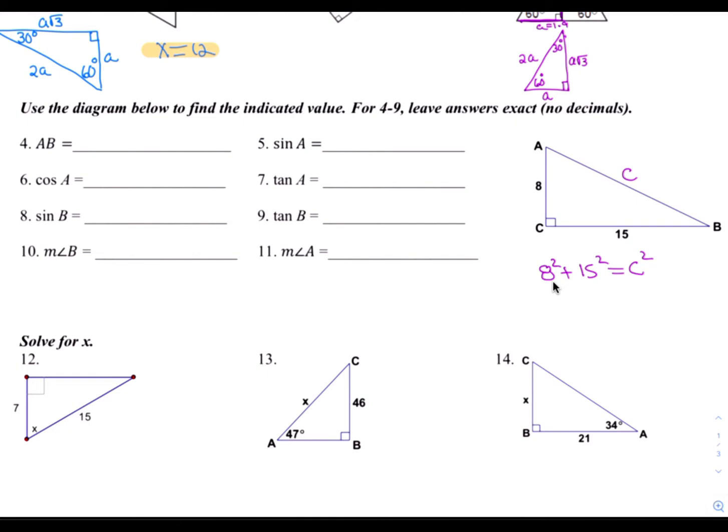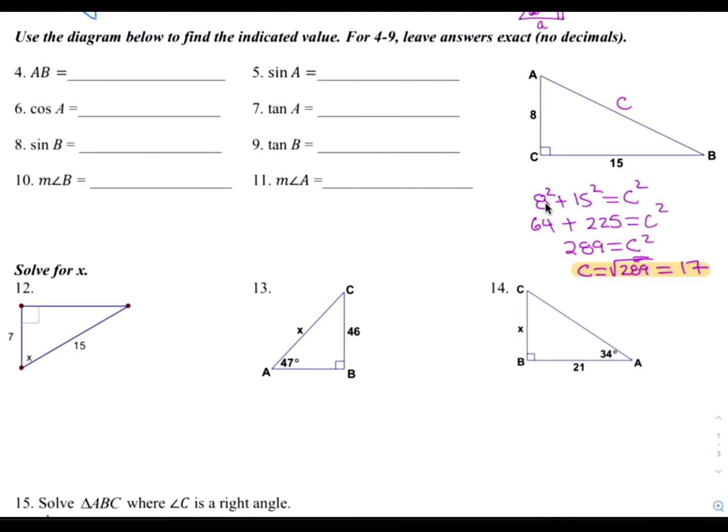The Pythagorean theorem says A squared plus B squared equals C squared, or 8 squared plus 15 squared equals C squared. Now, squaring the 8 and the 15, we get 64 plus 225, and adding those together, we get 289, which is C squared. So C is the square root of 289, which is 17. So our hypotenuse is 17. And thus, number 4, AB is 17.